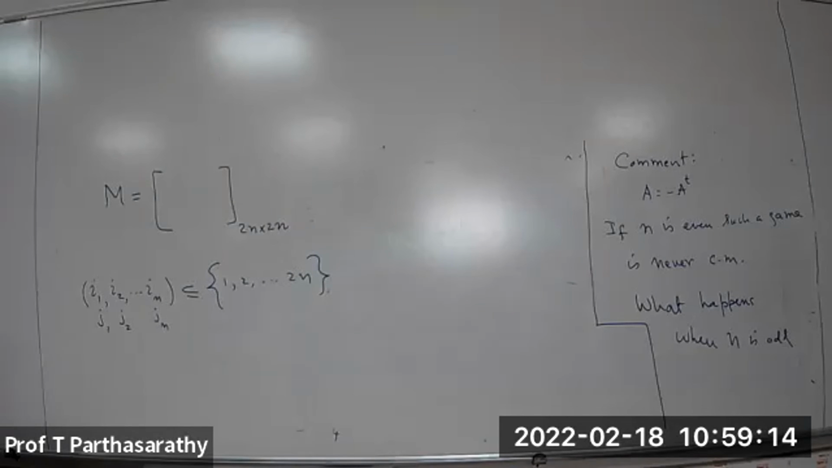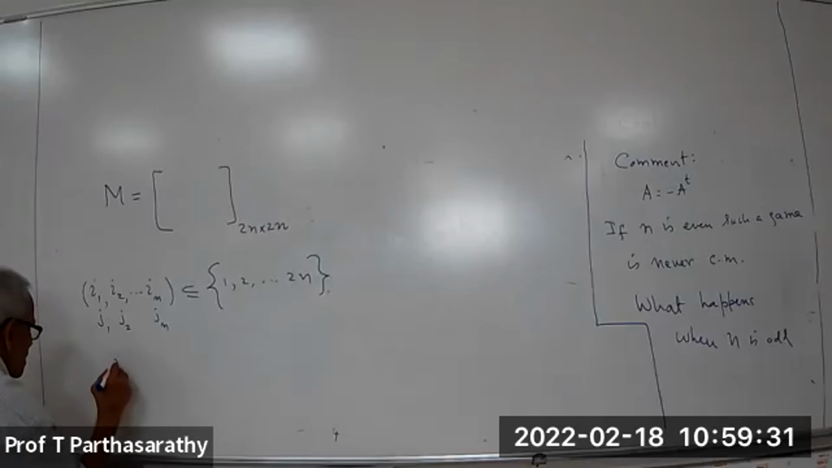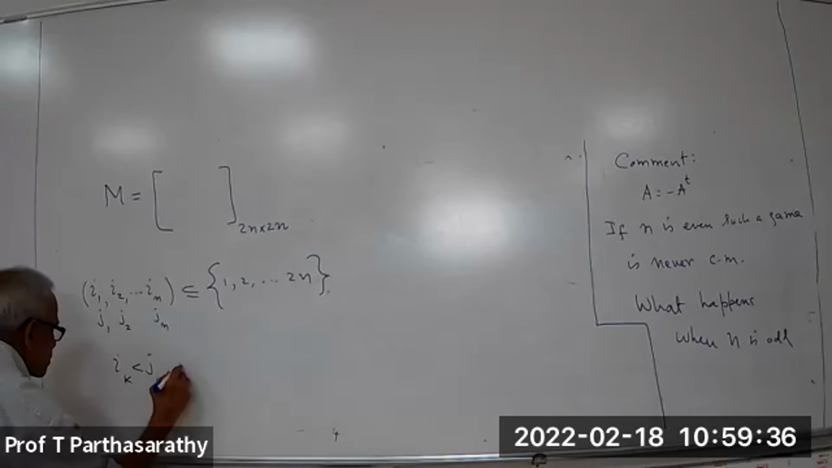Yeah. That's what I'm going to do. See, this I1, I2, ..., In is some subset, and J1, J2, ..., Jn is the remaining integers. I am attaching J1 to I1, J2 to I2, etc. The only condition I demand is Ik should be less than Jk, for k equal to 1 to n.